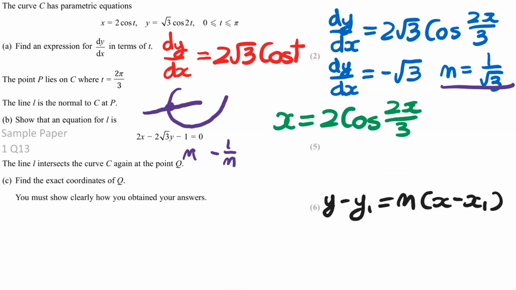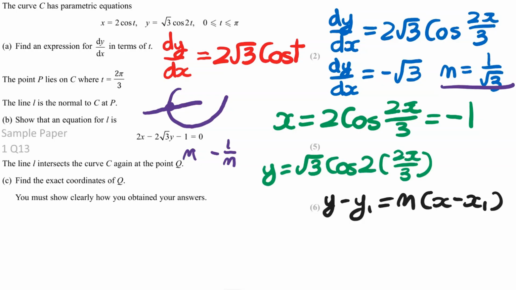If you put this into a calculator, this is equal to minus 1, and then y is equal to root 3 cos of 2 of this t, which is 2 pi over 3, which if you put into your calculator is equal to minus root 3 over 2. So therefore a point on the normal, this point P here, is (minus 1, minus root 3 over 2).